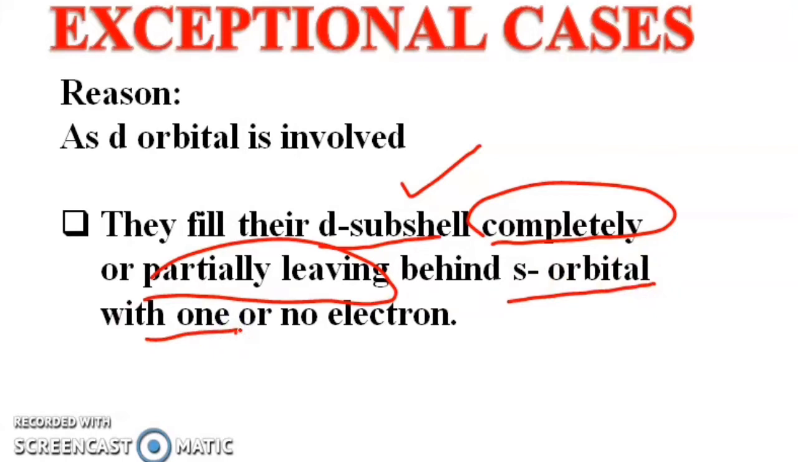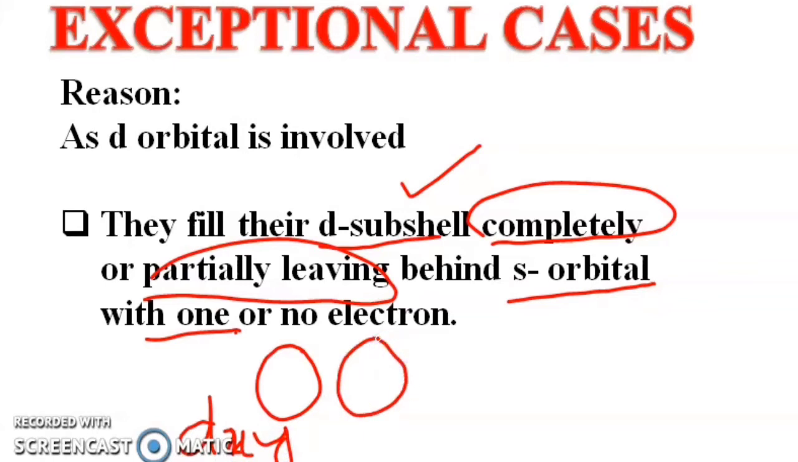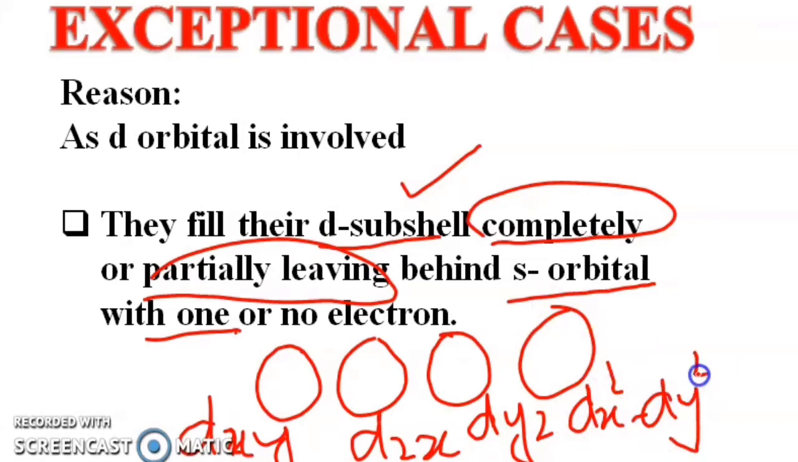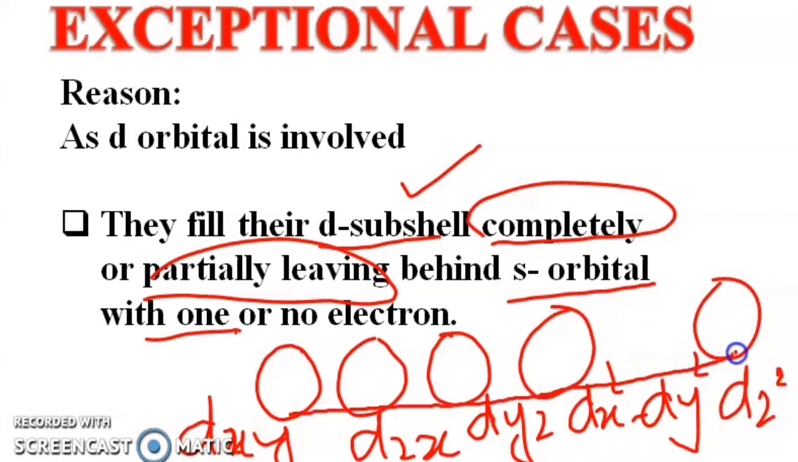Partially filled d orbital means, as we know that the d orbital shows 5 orientations that are dxy. Orientation number 2 is dzx. Number 3 is dyz. Then dx square minus dy square, and then dz square. I wrote it down by giving some space, but it's one orbital with 5 orientations.